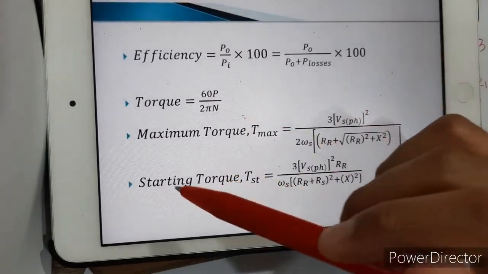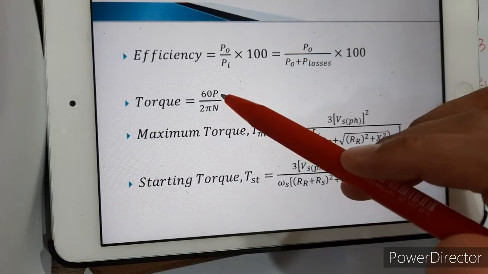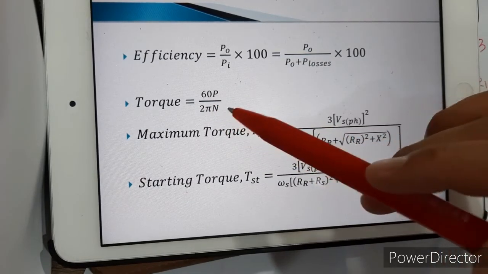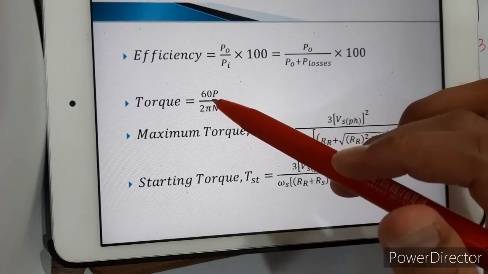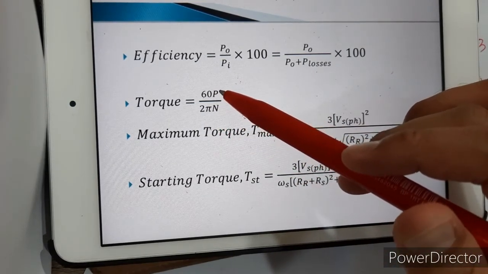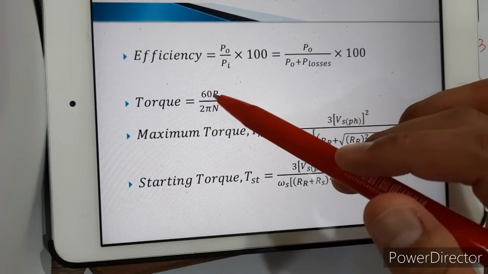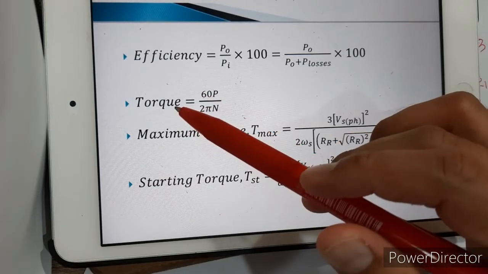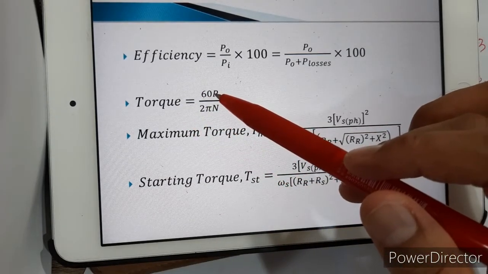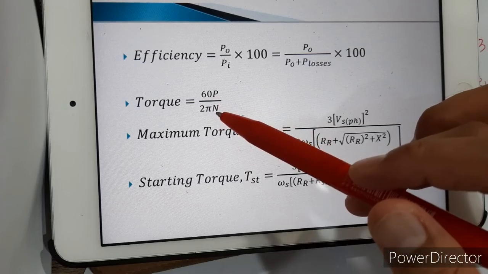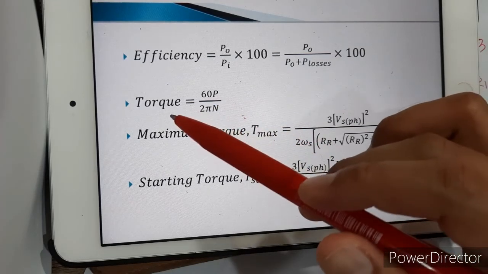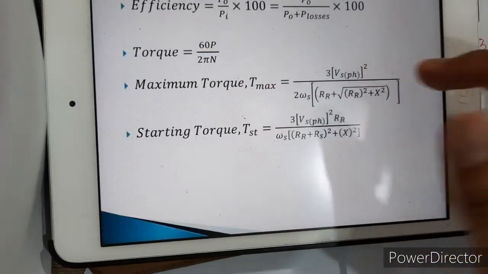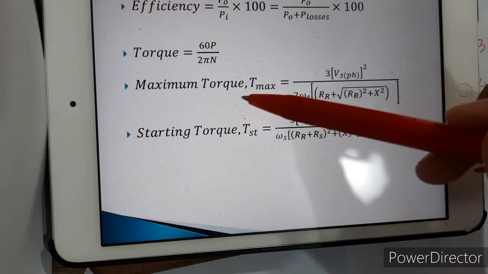And then next one is the equation for torque. 60P over 2 pi N. N is the rotor speed, not Ns. P is power, and it depends on whether they want mechanical torque or output torque. If they want mechanical torque, P is PM, P mechanical, and N is still the rotor speed. If they want output torque, this is the output power, and this is NR. It depends.